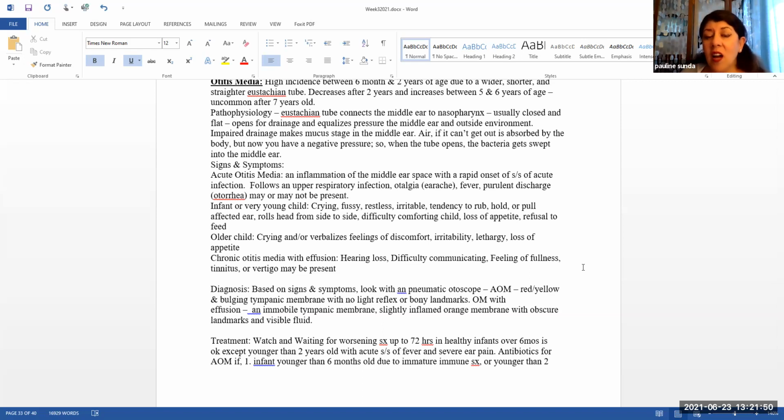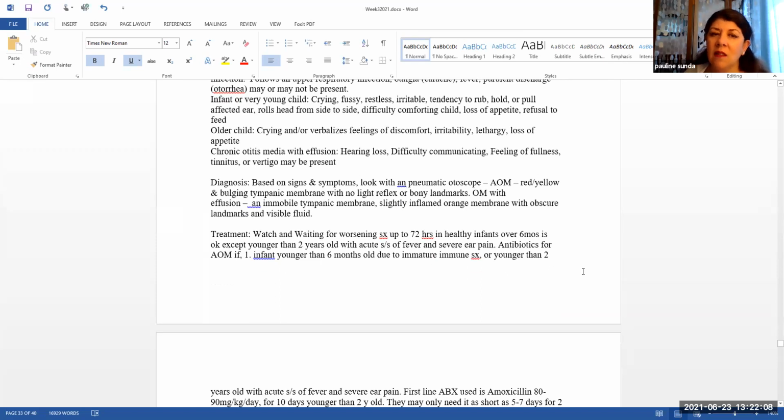Infant or a very young child, signs and symptoms they might have would be things like crying, fussing, restlessness. They may be irritable. They might be rubbing, holding, or pulling the affected ear. They may roll their head side to side. You might have a difficult time comforting the child. They may have a loss of appetite, and they may actually refuse to eat.